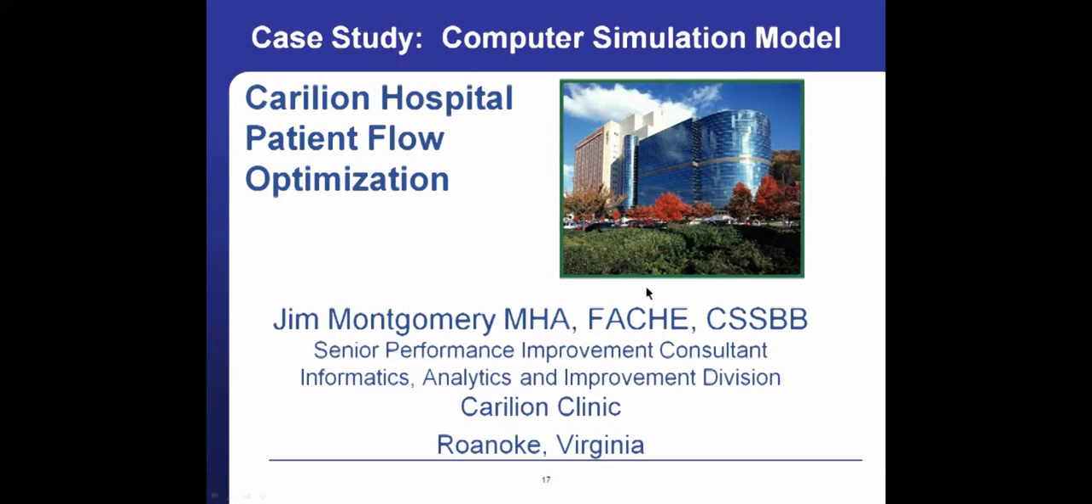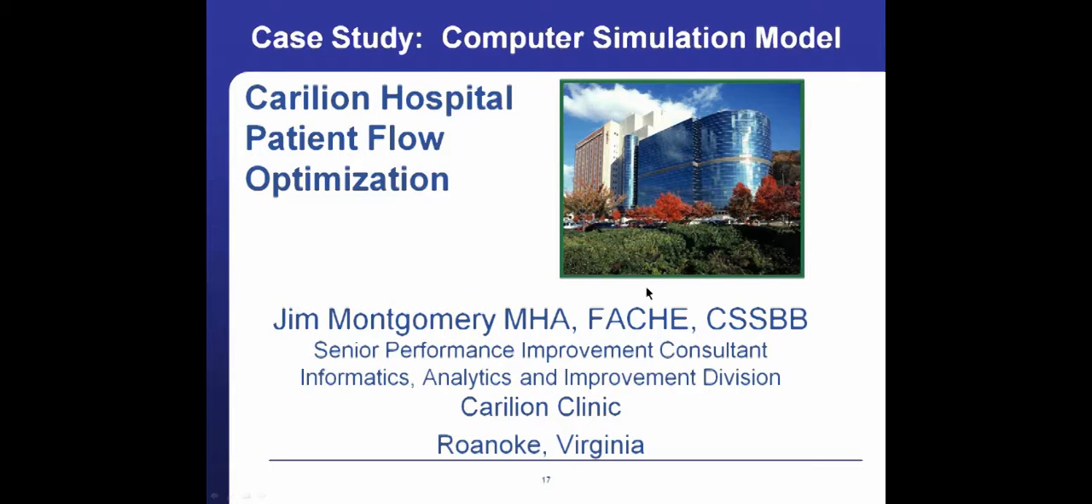Like Dr. Kolker, I share a passion for computer simulation. In fact, I first observed my first animated simulation back in graduate school, and I guess you can say I've been hooked ever since. So it's a pleasure to share today the hospital patient flow optimization model that we have developed at the Carilion Clinic. Basically, it is a macro level simulation in which we model the simultaneous patient flow among 26 different wards in our hospital.